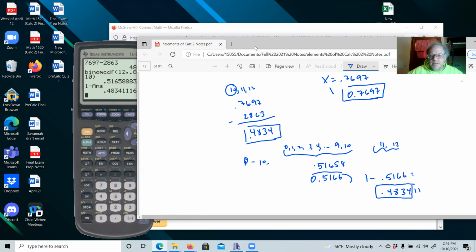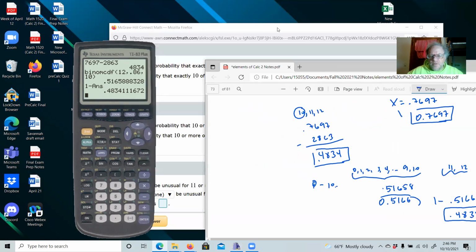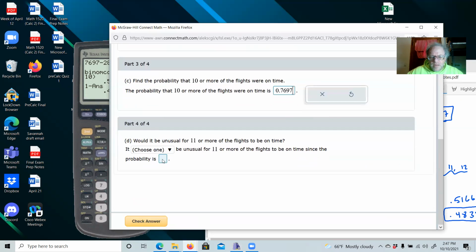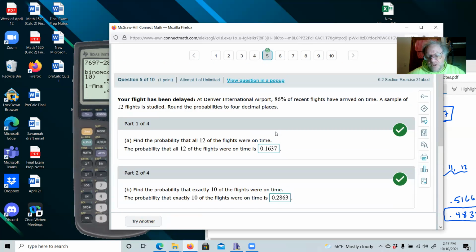All right. So what is that? 4834. So for something to be unusual, it's got to be less than 5%. Okay, this is less than 50%, but it's almost 50%, so that's not that unusual. So it would not be unusual, okay, because it doesn't fall under the 5% of the time. Would it be unusual for 11 or more flights to be on time? Well, this is the probability, so it's not unusual. Okay, my fingers are crossed, and okay, we're good.